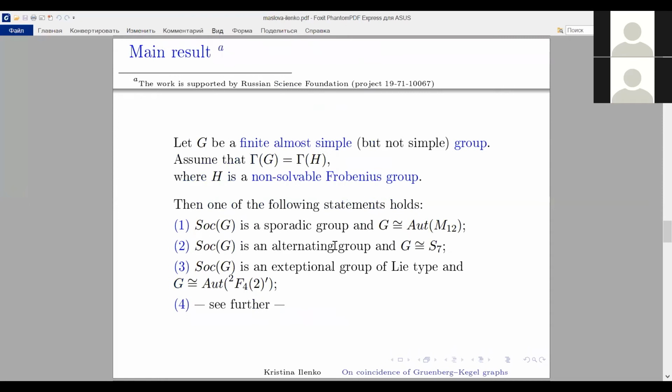On this slide, you can see the result of our research. Let G be a finite almost simple group, H a non-solvable Frobenius group. Assume that gamma G and gamma H are equal. Then one of the following conditions holds.